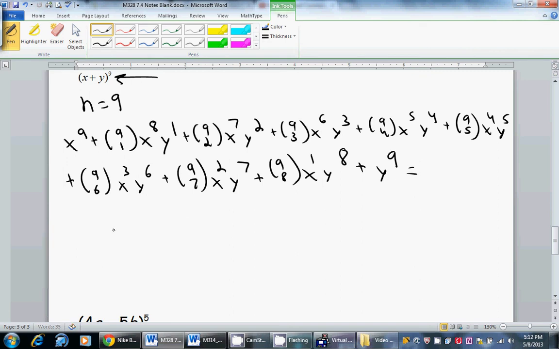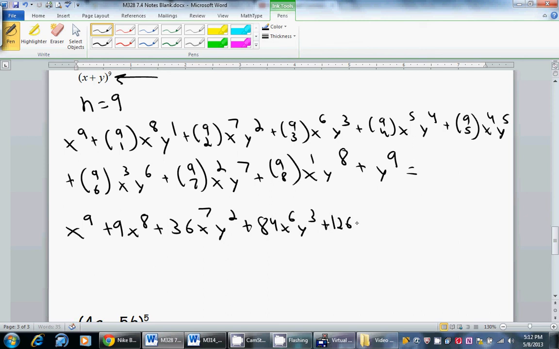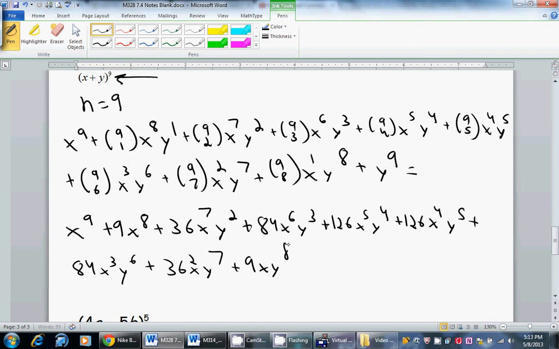So here's what we're going to do. I'm going to simplify this. This is going to be x to the ninth plus 9x to the eighth plus 36x to the seventh y squared plus 84 x to the sixth y cubed plus 126 x to the fifth y to the fourth plus 126 x to the fourth y to the fifth plus 84 x cubed y to the sixth plus 36 x to the second y to the seventh plus 9x y to the eighth plus y to the ninth.